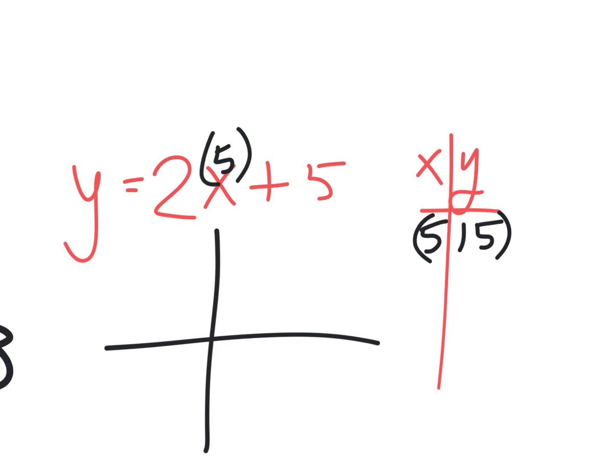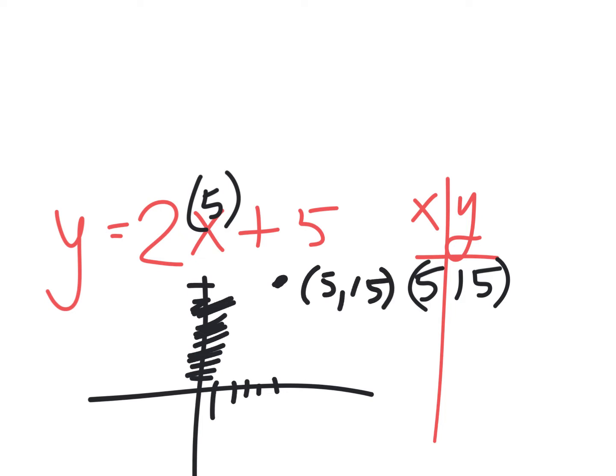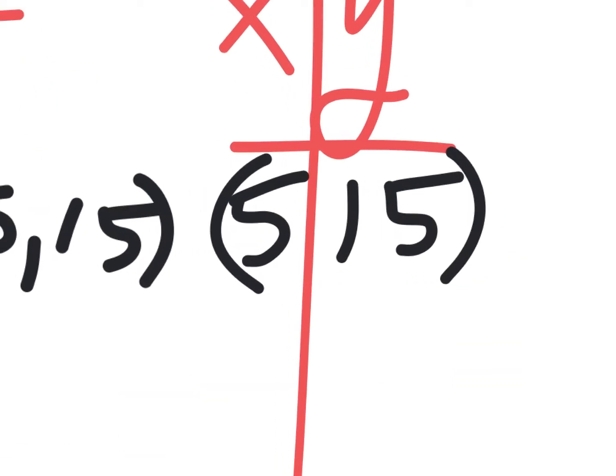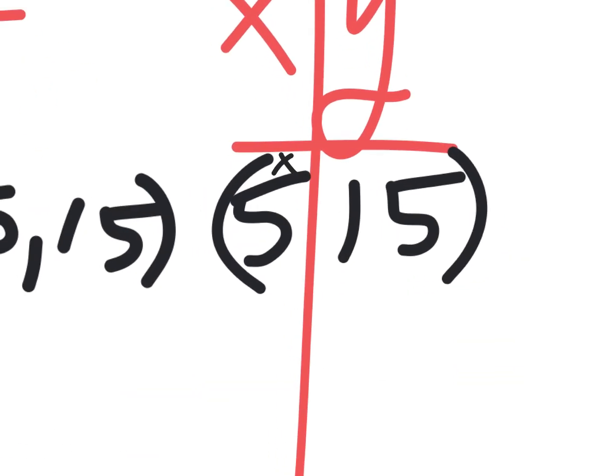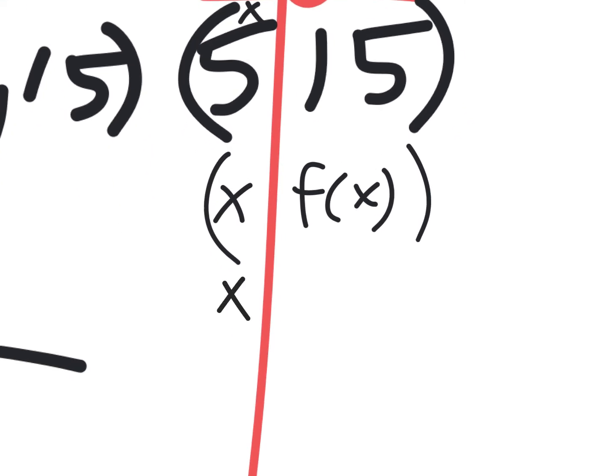Did you realize that what you just did there is create a point that would be on this graph? 5 comma 15, over 5 and up 15, like 1, 2, 3, 4, 5, 1, 2, 3, 4, 5, 6, 7, 8, 9, 10, 11, 12, 13, 14, 15. You've got this dot here at 5 comma 15, and it's on your graph of your function. And this is x and this is y, but I bet you never thought of it this way. This is x and this is f of x. Isn't f of x the same thing as y? Right? So x comma f of x is just like saying x comma y.